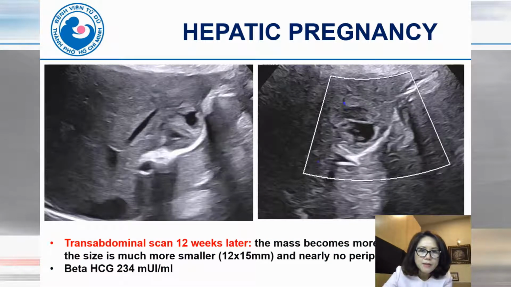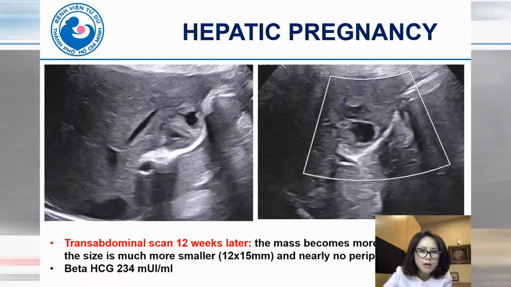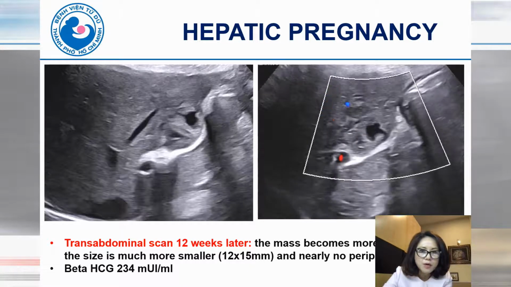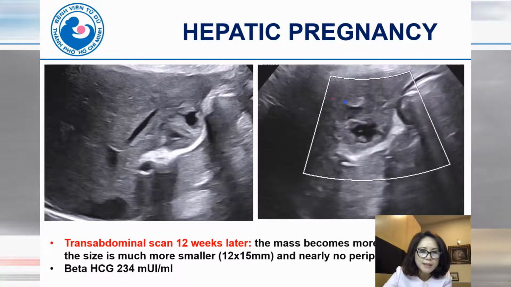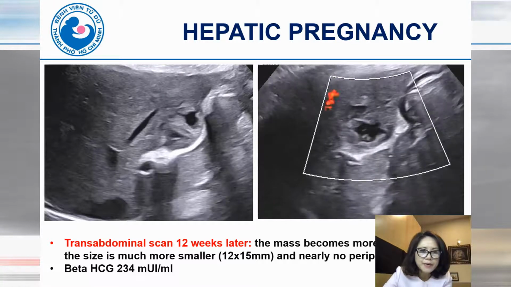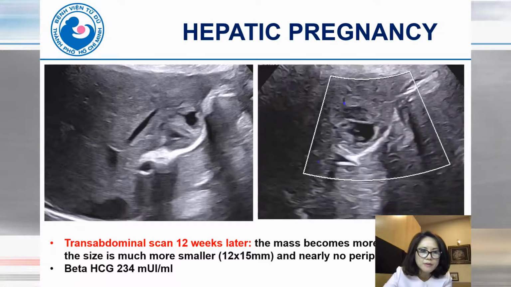And this is the scan about 12 weeks later. The mass has become more heterogeneous and the size is much smaller, and on the color Doppler there is nearly no vascularity. Beta HCG has decreased significantly.